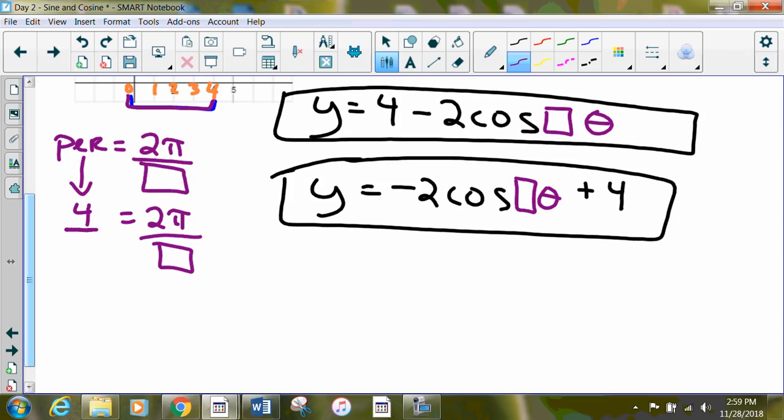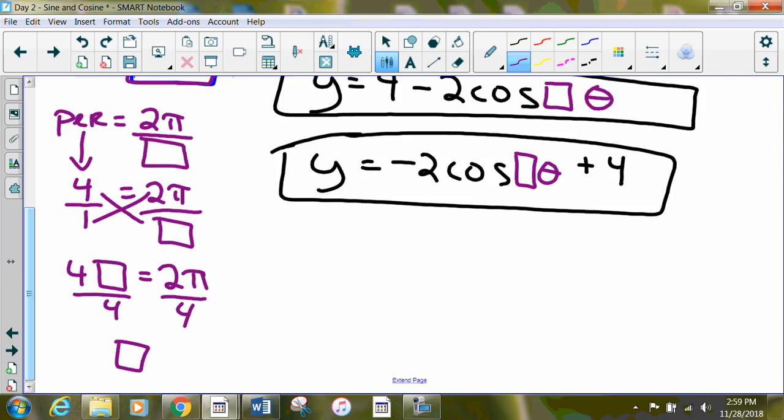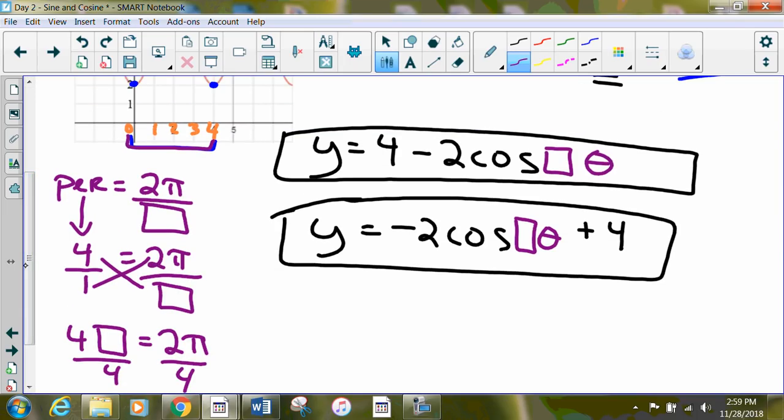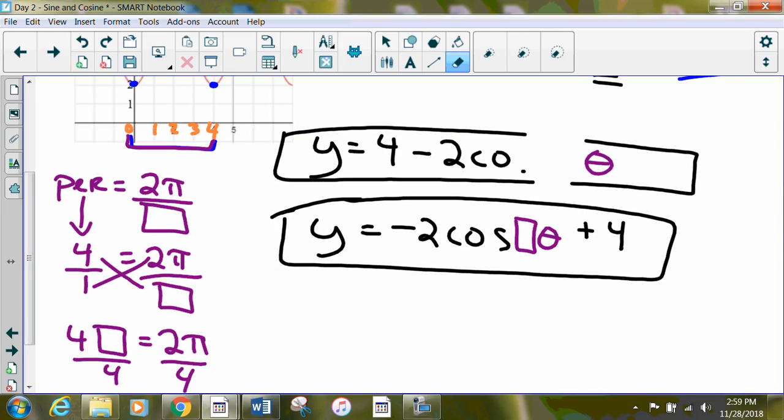I'm going to put 4 over 1 so I can have a nice little proportion to solve. I'm going to cross multiply. 4 times the box is 4 box. 1 times 2 pi is 2 pi. And divide both sides by 4 and simplify, and I get the box is equal to pi over 2. So that's what I'm going to write in the box. I'll come back over here, get rid of the box.